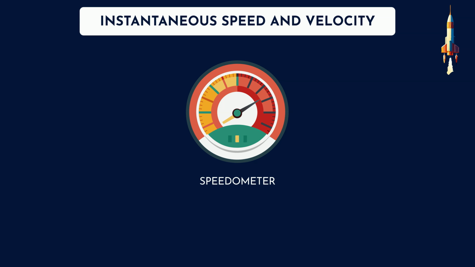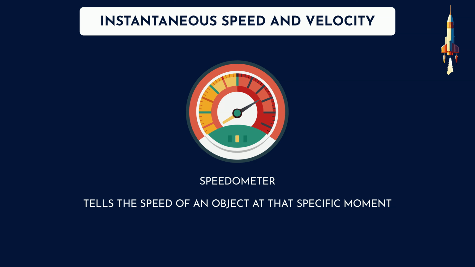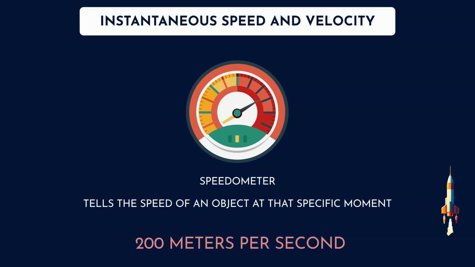Next, let's discuss instantaneous speed and velocity. Imagine a rocket shooting up into the sky. As it accelerates, we can measure how fast it's moving at any specific moment using a speedometer. This measurement is called instantaneous speed, which tells us the speed at that exact moment in time. For example, at one point, the speedometer might show that the rocket is moving at 200 meters per second, and a few seconds later, it might show 300 meters per second.